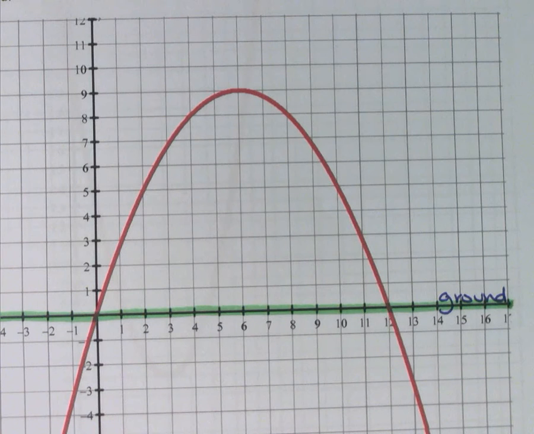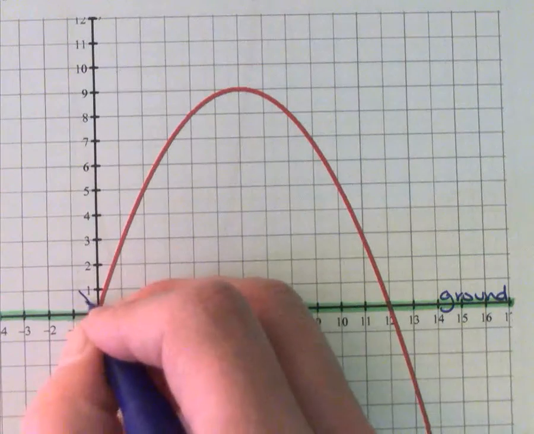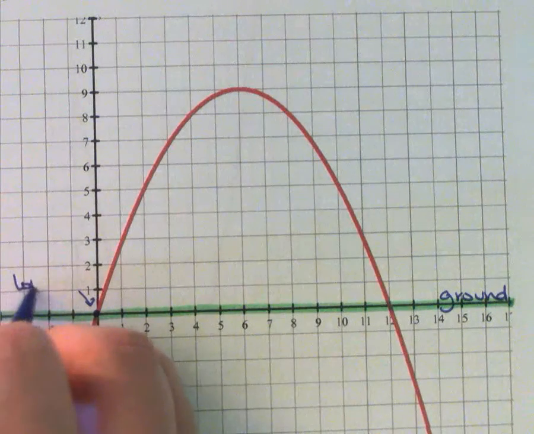Now it says on the graph, show where Louise is located. So Louise would be located where the ball is initially kicked from. So right here is where Louise would be located.